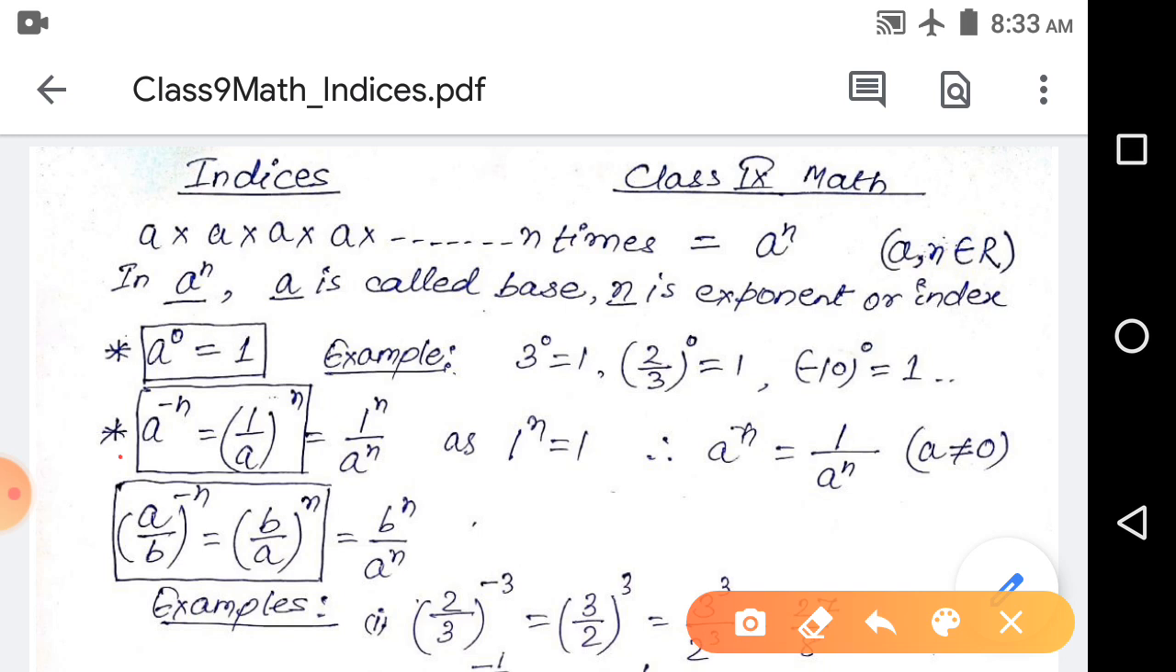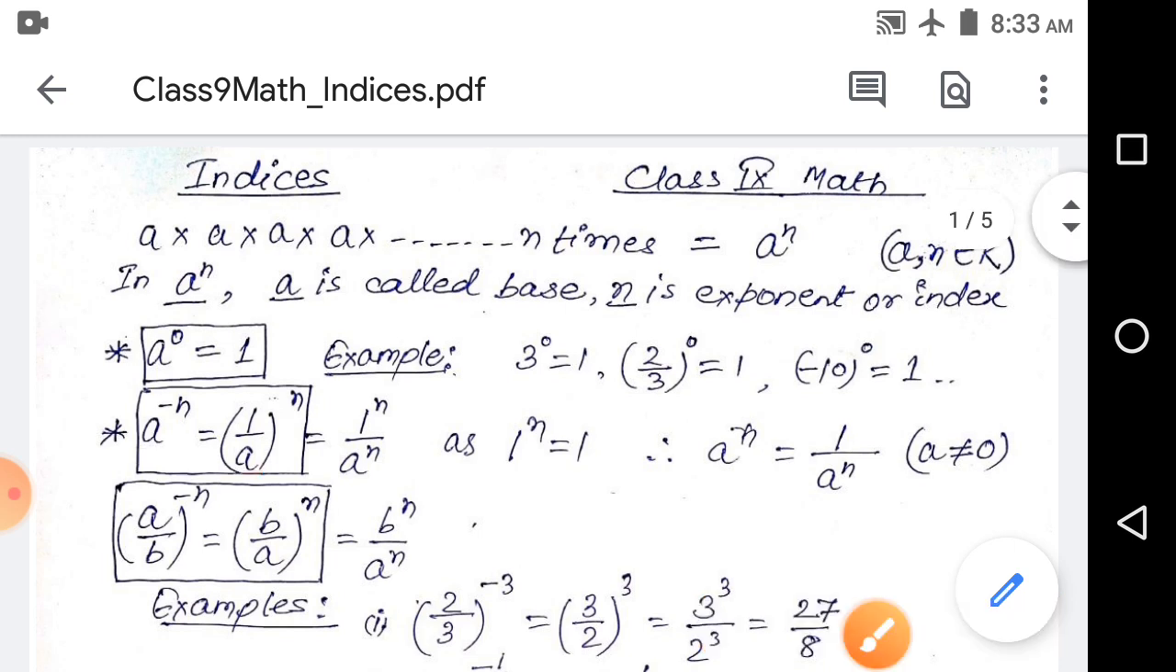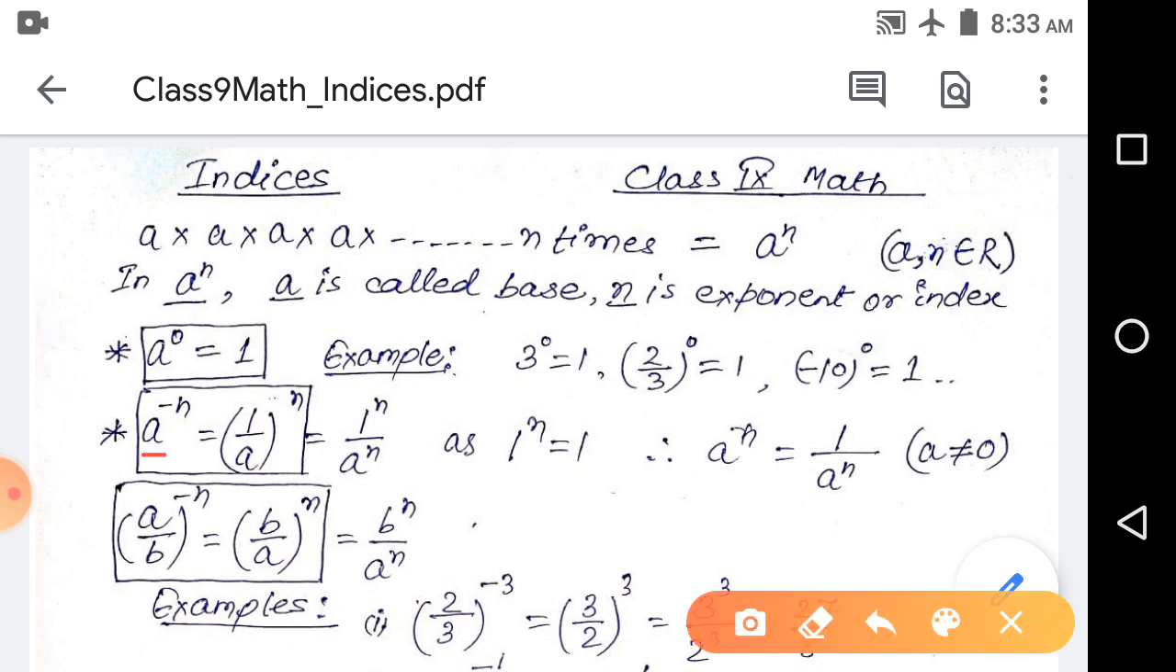We have a to the power of a negative integer, that is minus n. Then we will take this base a as its reciprocal. That means we will take 1 by a and the exponent is taken with a positive sign if it is initially negative. That means a to the power minus n becomes (1 by a) whole to the power n. Then it can be written as 1 to the power n by a to the power n, because the exponent will be with 1 and a both.